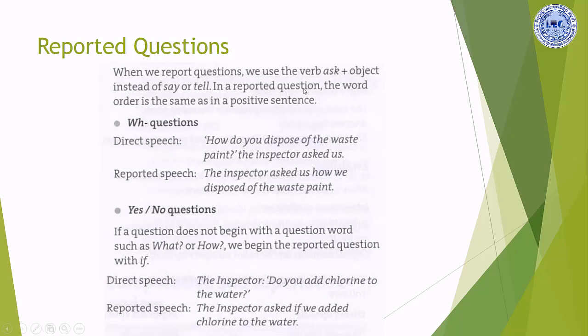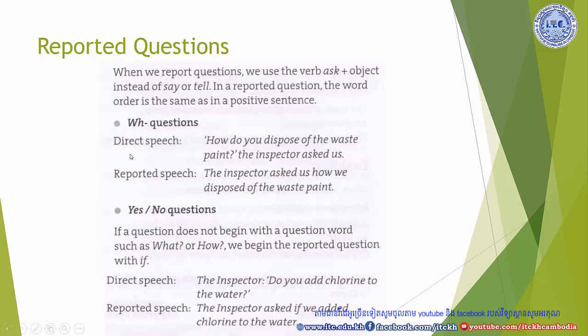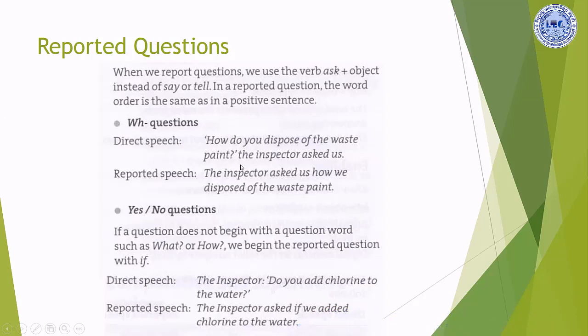So in reported questions, the word order is the same as in the positive sentence. So WH questions include what, when, where, why, how, something like that. Okay, so for direct speech, we just start with a WH question. How do you dispose of the waste paint? The inspector asked us. So here is the direct speech.